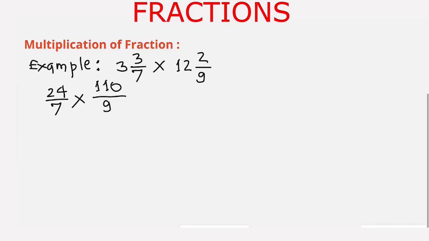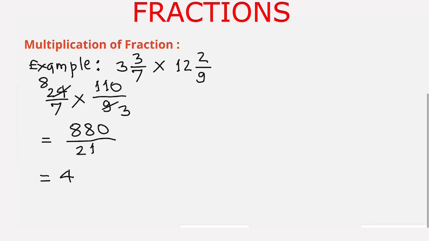24 and 9 have 3 common, so we cancel these two numbers by 3. 3 times 3 is 9 and 3 times 8 is 24. 8 times 110 is 880 upon 7 times 3 is 21. This is equal to 21 times 4 is 84. 88 minus 84 is 4.